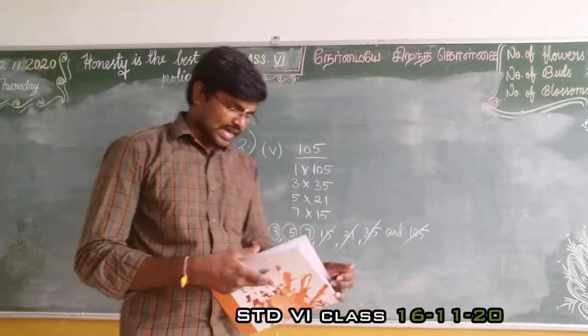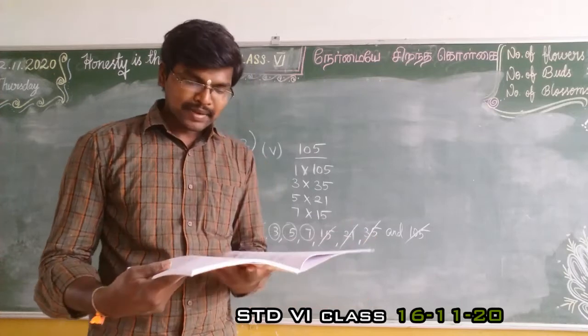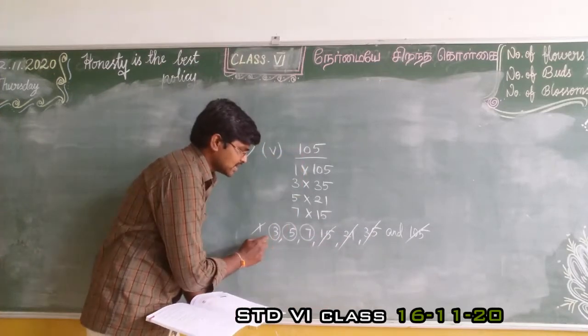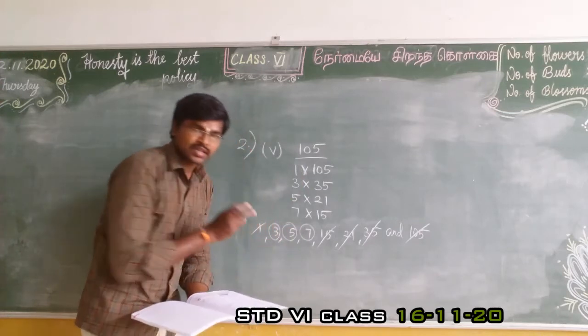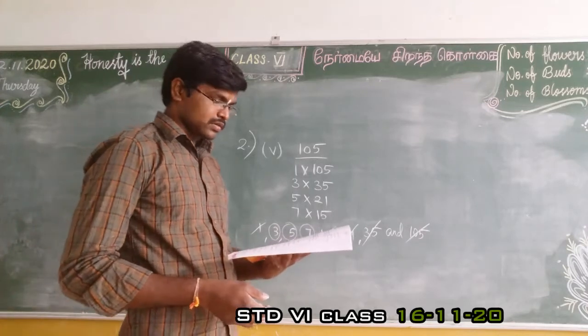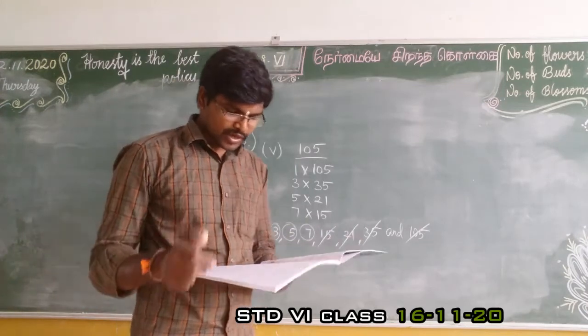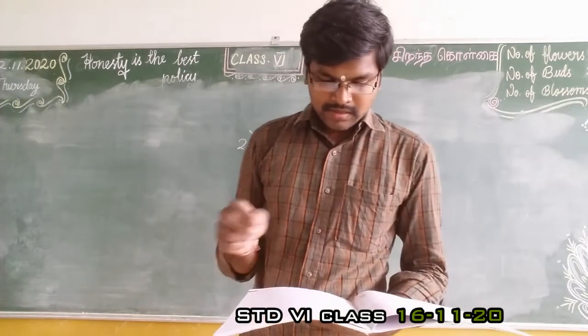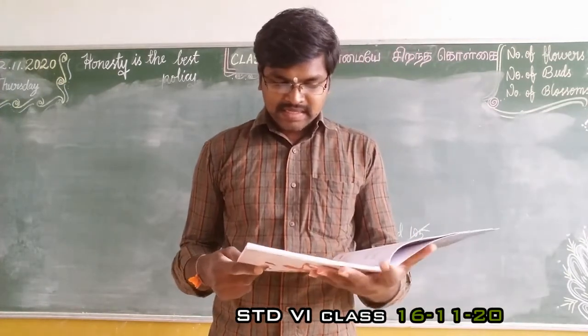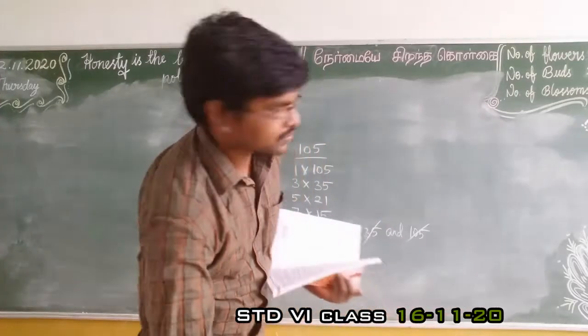So the statement is the number of distinct prime factors of 105 is 3. 1, 2, 3. So the answer is 3. So it is true. Okay, right, fine. So now we can go to the next one. So question number 4. Write the smallest and biggest 3-digit composite number.